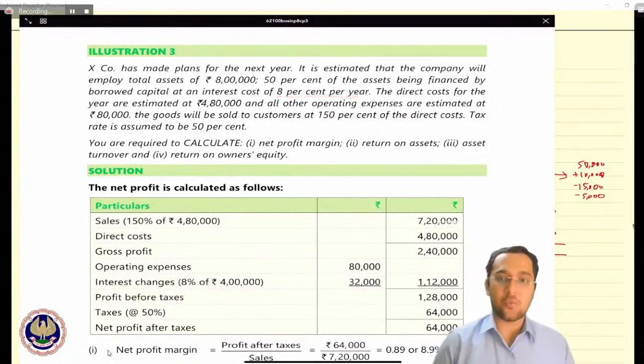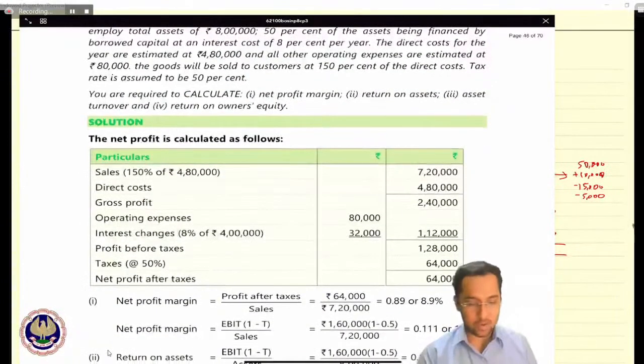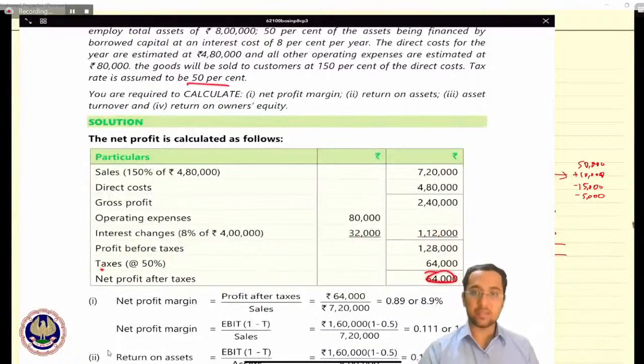Now, 8% of what, sir? We'll say the company has a total asset of 8 lakh, out of which 50% is being financed by borrowed capital. So half of your assets are acquired by borrowed capital. Half means 4 lakh. 4 lakh into 8% is your interest charge. And then profit before taxes is this. Tax figure, they say it is 50%. So we get this number.